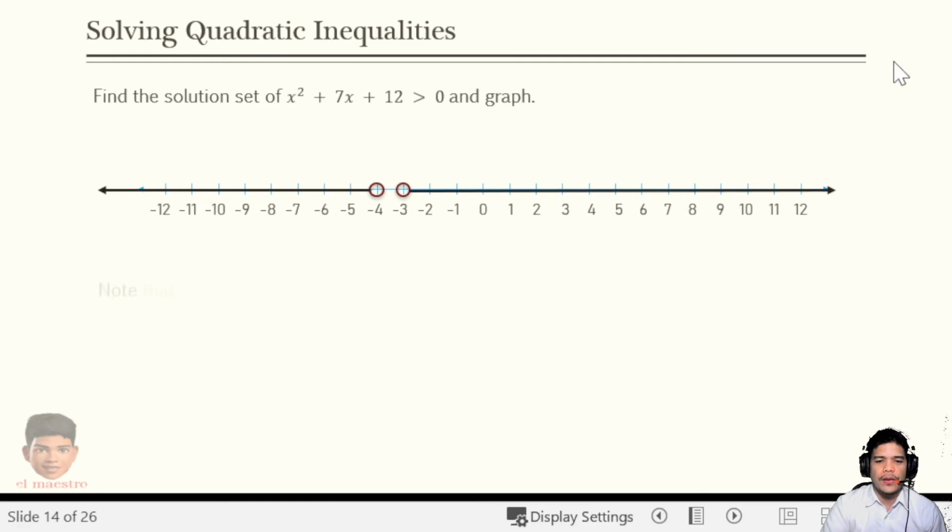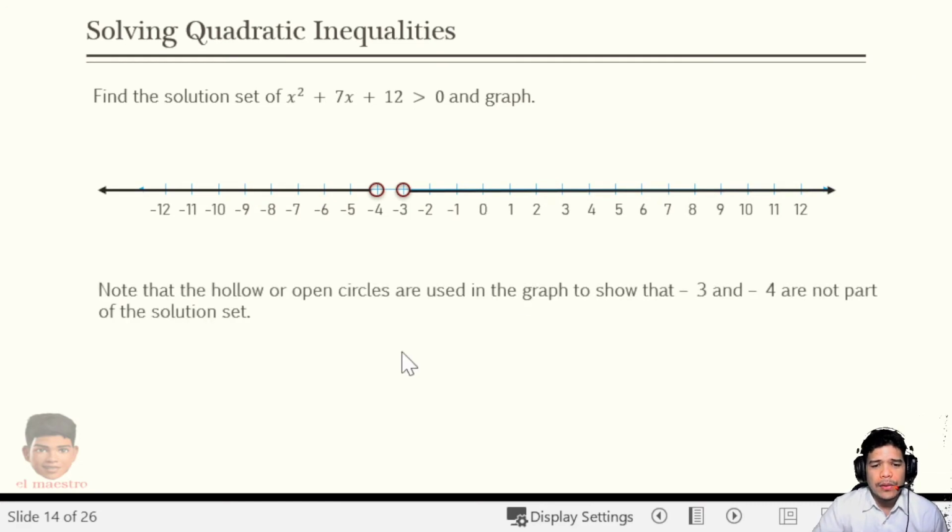Okay? So, note that the hollow or open circles are used in the graph to show that negative 3 and negative 4 are not part of the solution. So, meaning not part of the solution. Ang solution lang natin ito. Lahat ng value ng x na less than negative 4. So, lahat ito. So, if you want to check class, you can substitute negative 11 to this. Ang magiging result niyan, true pa rin. If you substitute negative 12, true pa rin. So, ibig sabihin, lahat ng value ng x dito that is less than negative 4 makes the statement true. Okay? So, yun yung ibig sabihin nun.